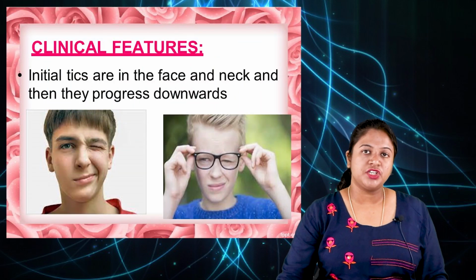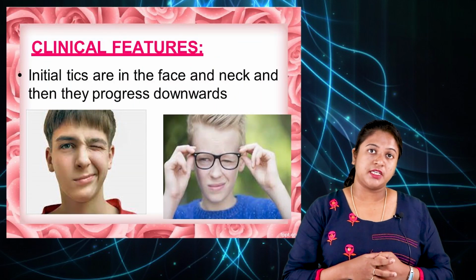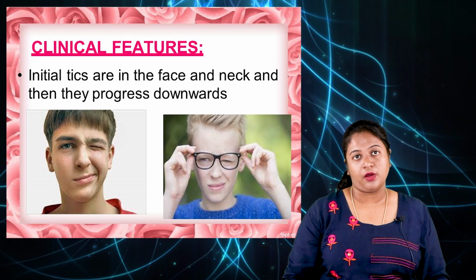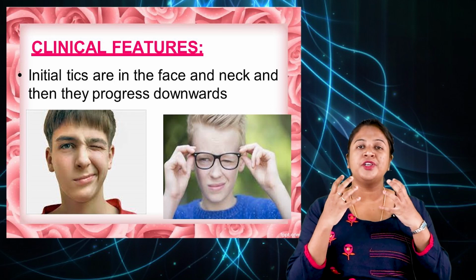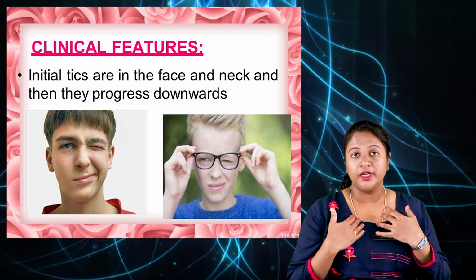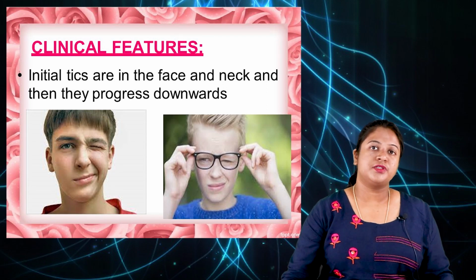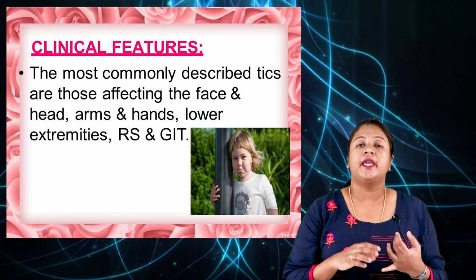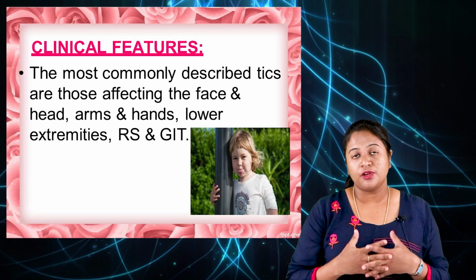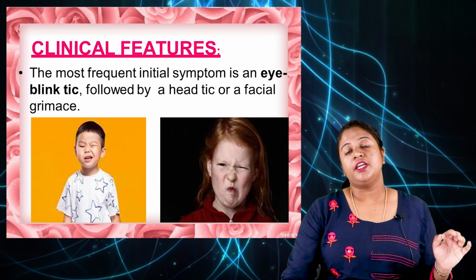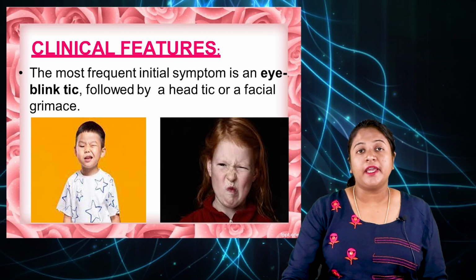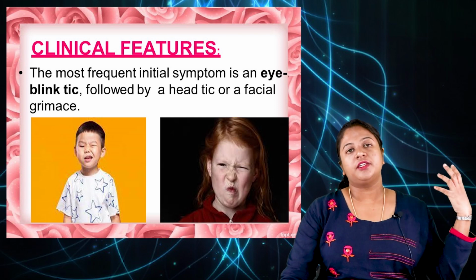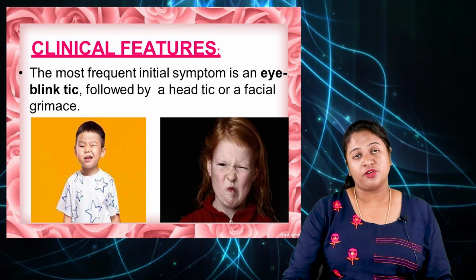Moving on to the clinical features. Initially the tics are seen in the face and neck region, which later progress downward. The first thing you can notice is the movements of the facial muscles, then movement in the neck, which later progresses to the whole body. Most commonly, it affects the face, head, arms, hands, as well as the lower extremities. You can see the initial symptom, which is rapid eye blinking, followed by head tics as well as facial grimace. The complex tics will develop later in life.